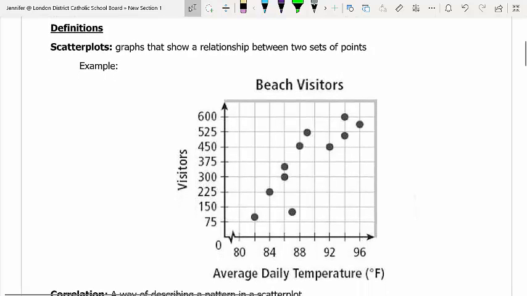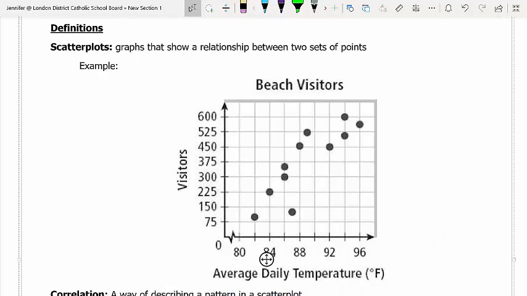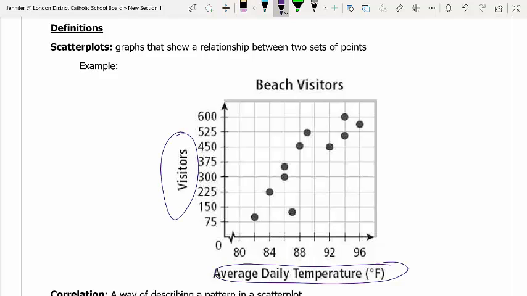So definitions first. A scatter plot is a specific type of graph, and basically what this graph does is it shows the relationship between two sets of points. So this is an example of a scatter plot. And you can see that it shows a relationship between the average daily temperature and the visitors.